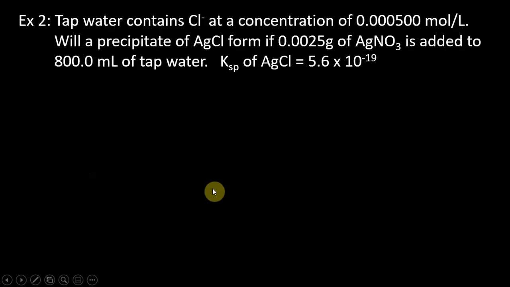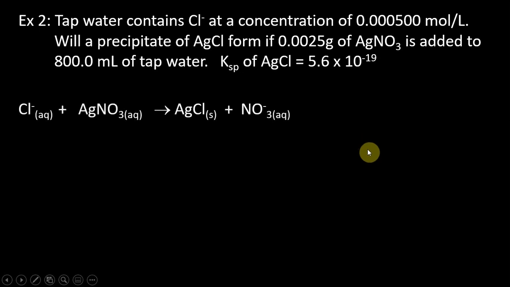Another example. Tap water contains chloride ions at a concentration of 0.0000500 molar. Will a precipitate of silver chloride form if we put 0.0025 grams of silver nitrate into 800 milliliters of tap water? Same idea: look at our reaction equation. We would assume that the silver chloride would be our precipitate.